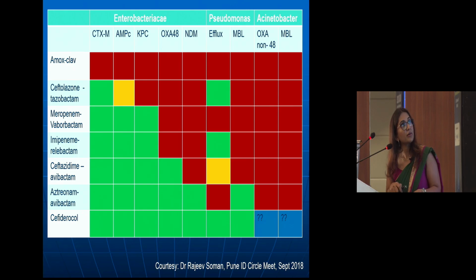As we can see here, if it is OXA-48, then we can go for ceftazidime-avibactam. If there is NDM, then it is aztreonam-avibactam. Earlier, because that was not available, we were choosing the combination of ceftazidime-avibactam with aztreonam for covering NDM with OXA-48 co-producers.